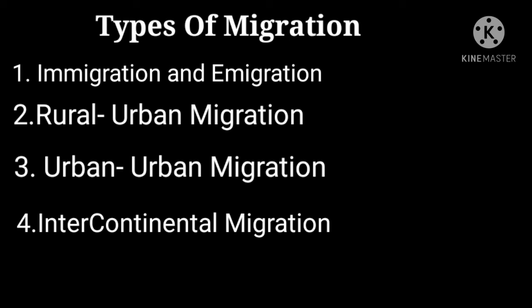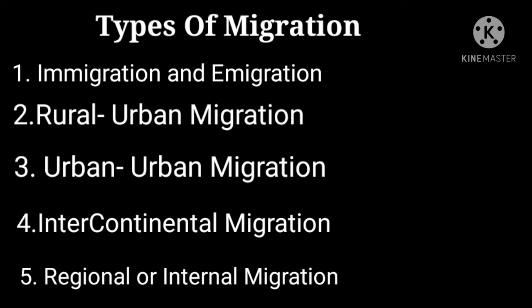The fourth type of migration is intercontinental migration. In this type of migration, the movement of people takes place across continents, like from Korea, which is in Asia, to Brazil, which is in South America. If the movement takes place within the same continent, we call it intracontinental migration. And lastly, we have regional or internal migration. Sometimes people migrate from one place to another within the same region or country itself. This type of migration is known as regional migration or internal migration.